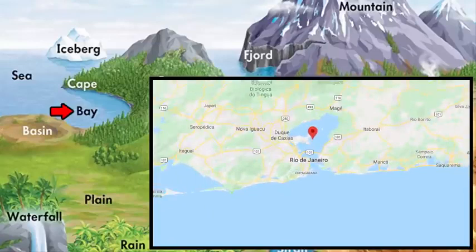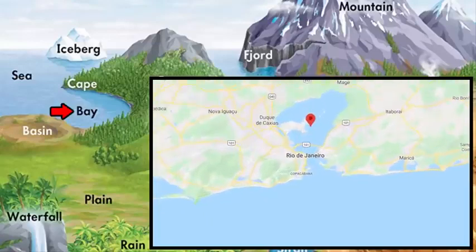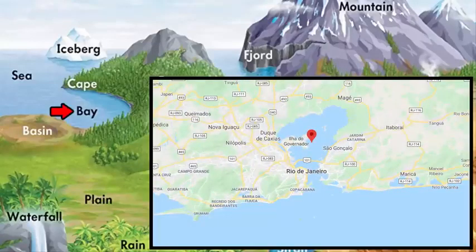For example, the Guanabara Bay. It is located in southeast Brazil in the state of Rio de Janeiro. This bay was formed as the Atlantic Ocean eroded an inlet in South America.